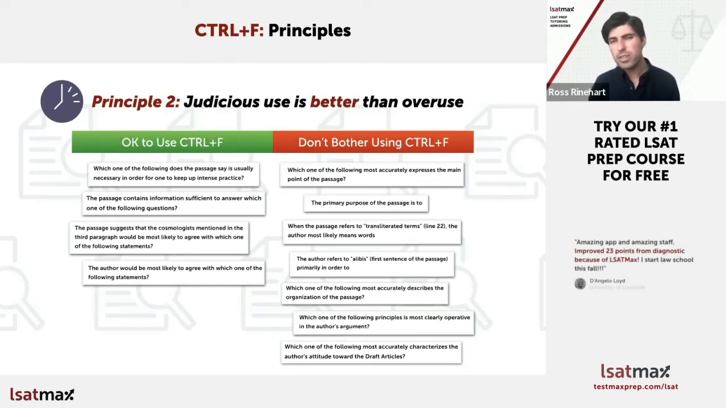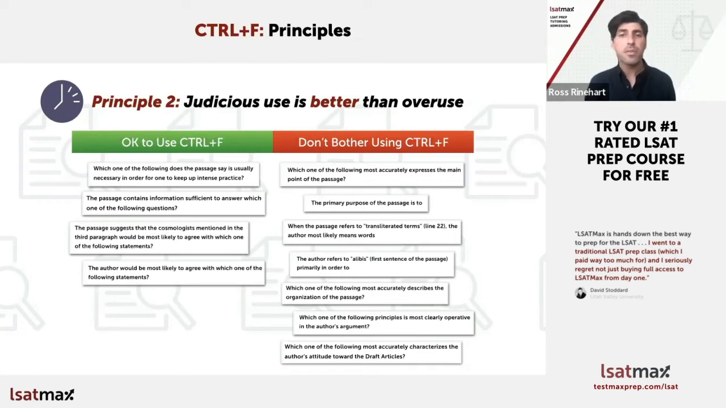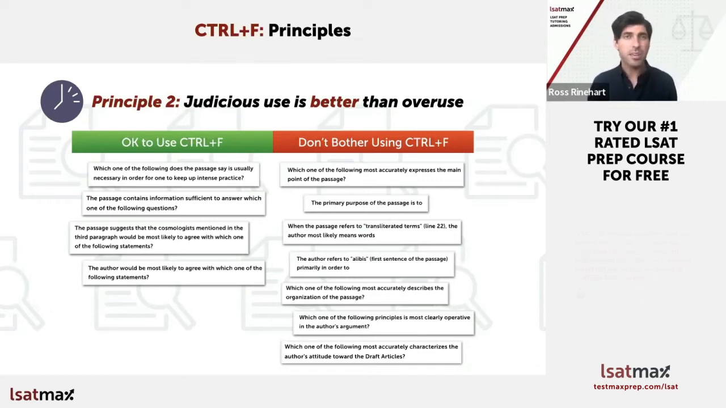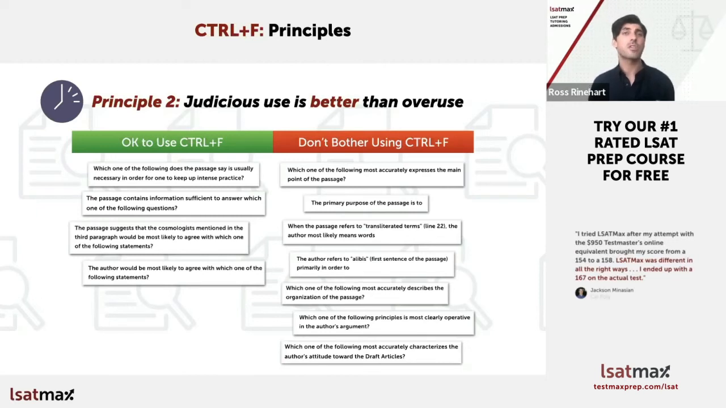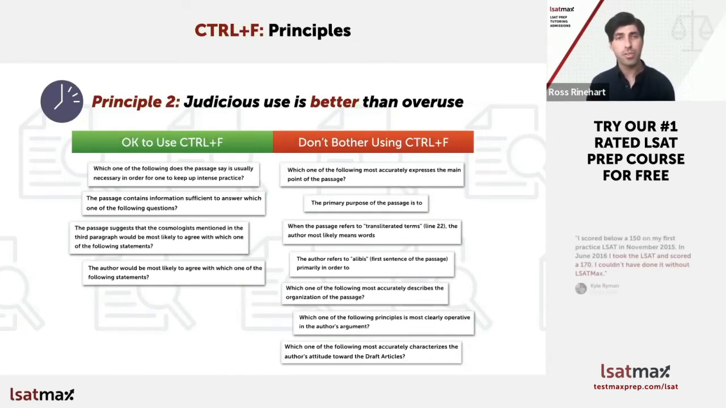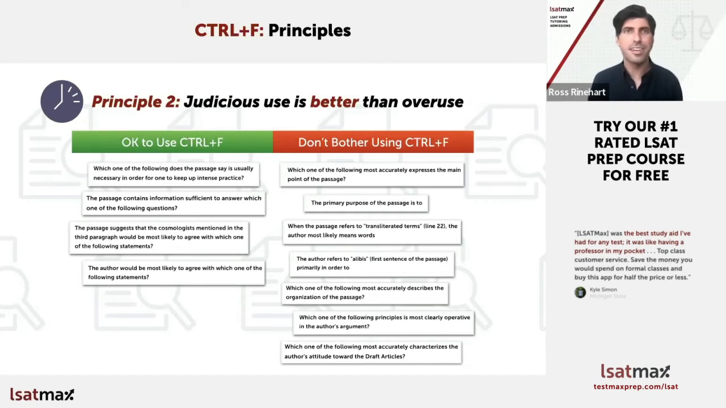But other questions ask us about the author's attitude. You can see at the end of this list: which one of the following most accurately characterizes the author's attitude towards the draft articles. Now, these answer choices are going to use brief phrases to characterize the author's opinions. The author has qualified admiration. The author has explicit approval. The author has strict neutrality. The author has strongly negative views. Those words are not in the passage.